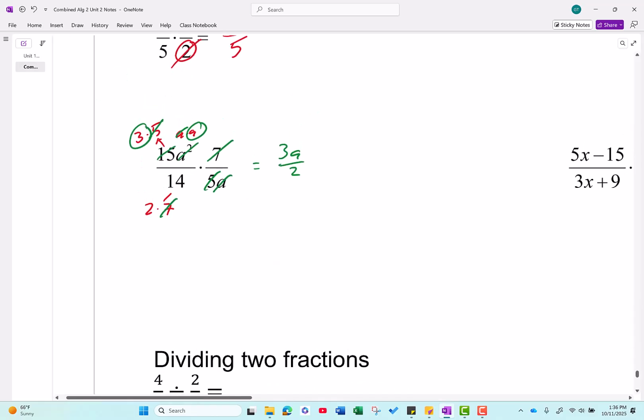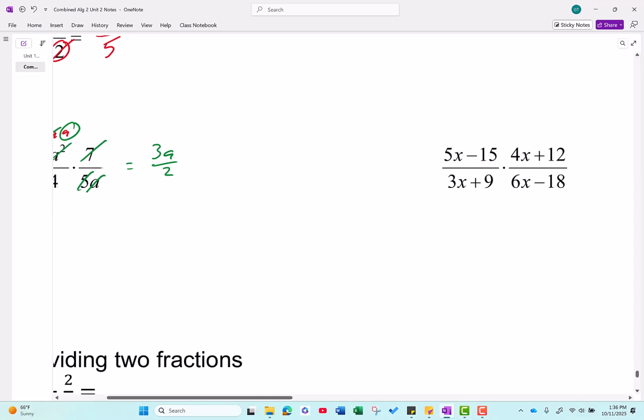You could multiply it out and you would end up with 105a squared divided by 14 times 5, which gives you 70. Then just subtract using your exponent rules. A squared minus a just gives me a. And then I would just keep dividing things down. I would end up with the same thing. Now I can speed the process up a little bit.